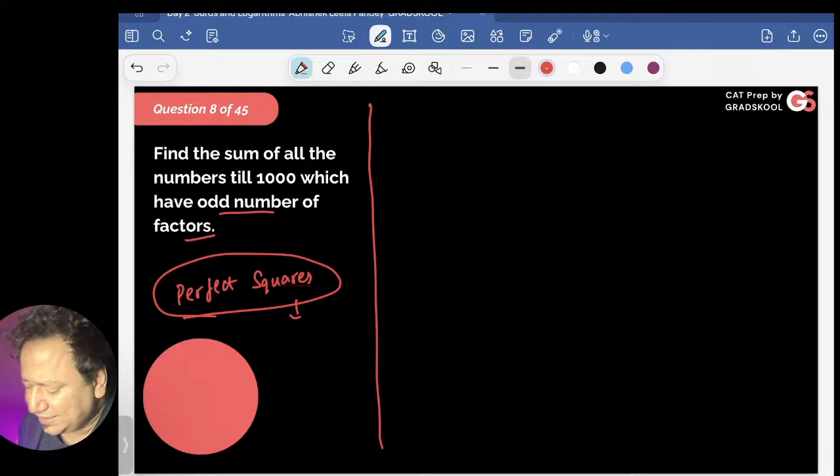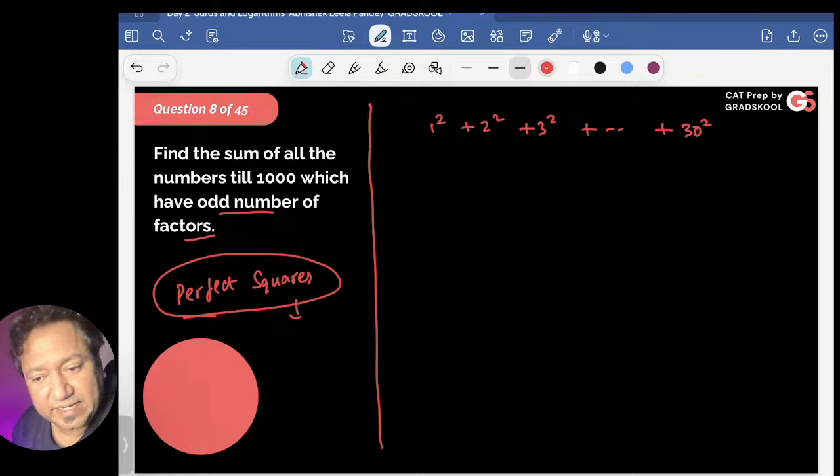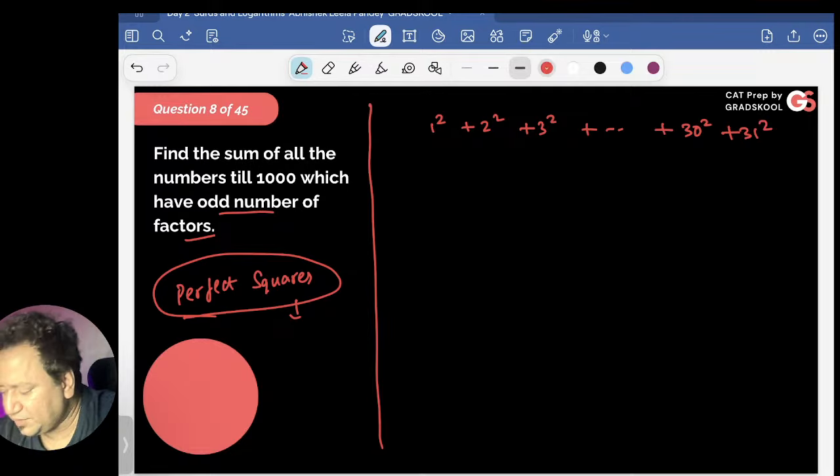So basically we need to add all the perfect squares till 1000, which is 1 square plus 2 square plus 3 square, up to where? 30 square is 900, right? Even if you don't know the values of squares, you know the value of those squares which end at 0, like 30 square is 900. So around that, it should stop at 31 square. In case you are familiar with the powers of 2, you must know that 32 square is 1024, isn't it?